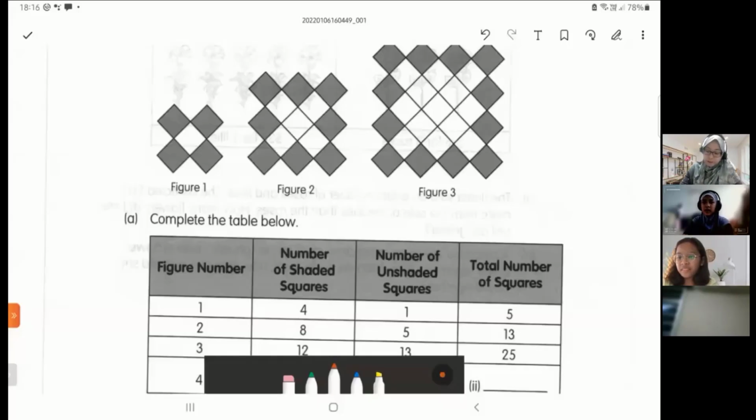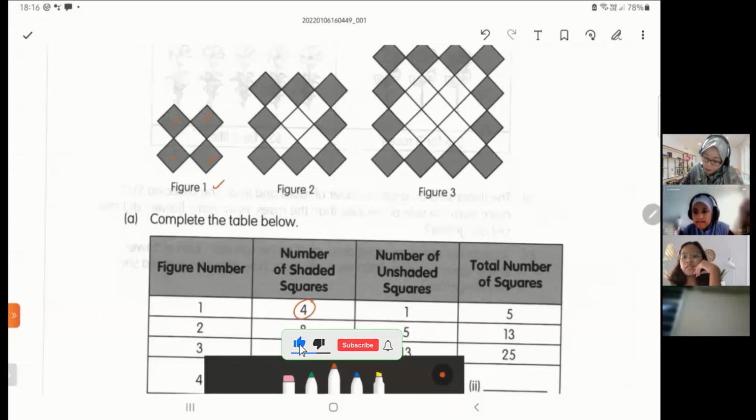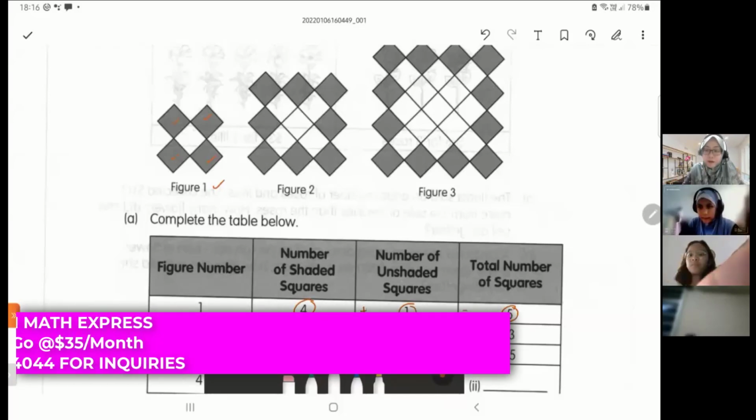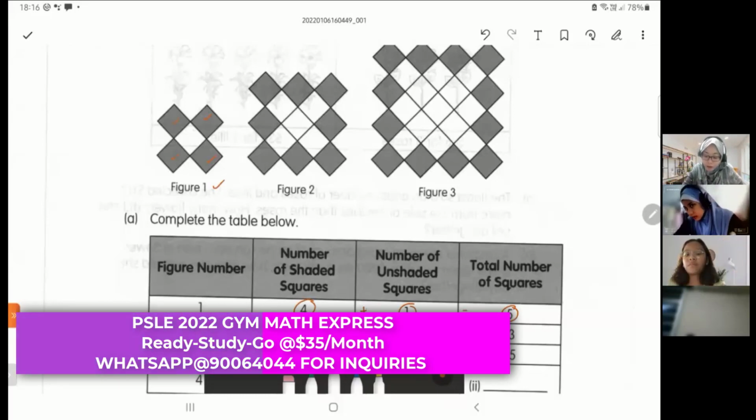So figure 1. This is figure 1. Number of shaded squares, 1, 2, 3, 4. Number of unshaded square, 1. Okay. Total number of squares, 5. How do you get that? 4 plus 1 equal to 5. Understand? Okay. Now figure number 2.